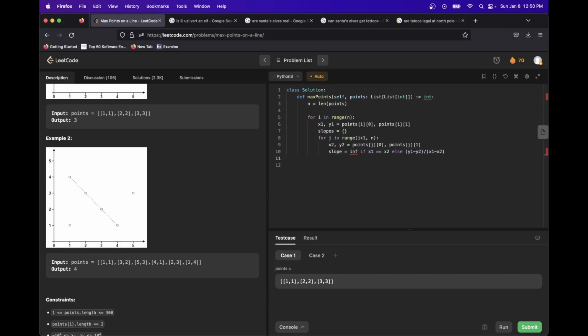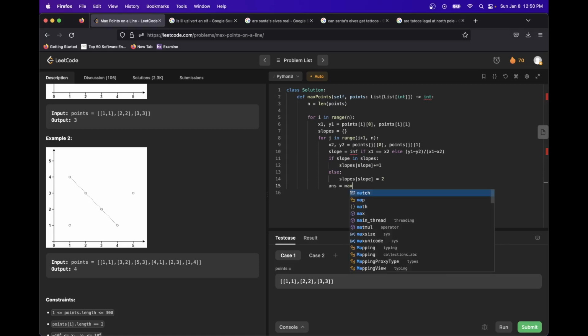If we start out really simple, we could say if slope in slopes, slopes at slope plus equals 1, or else slopes at slope equals 2, because any line we're forming will always have at least 2 points. That's kind of the baseline. And then we just have something like ans equals max of ans and slopes at slope. And then we return ans.